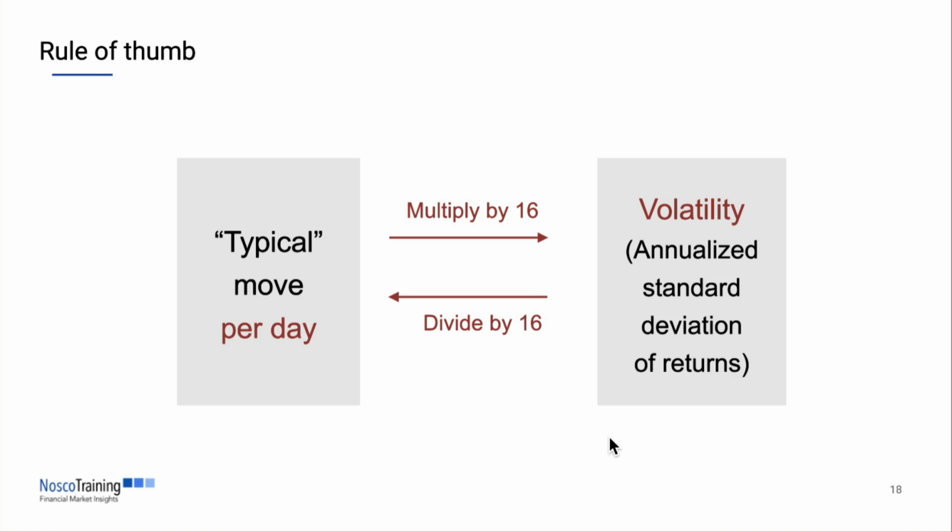Nobody knows, but 256 is not far away from 252, and the square root of 256 is 16. That's why this rule of 16 is actually cool. See, why is it so cool?